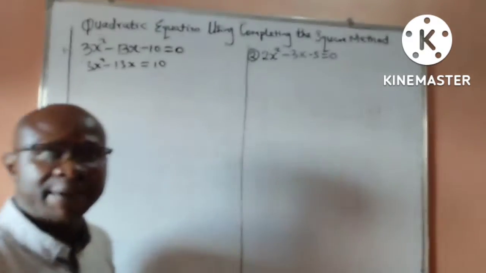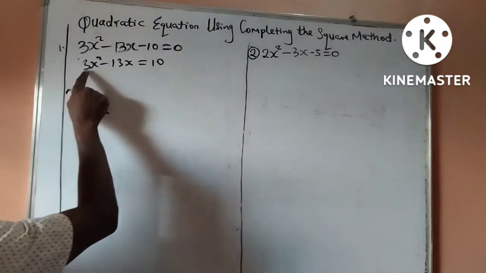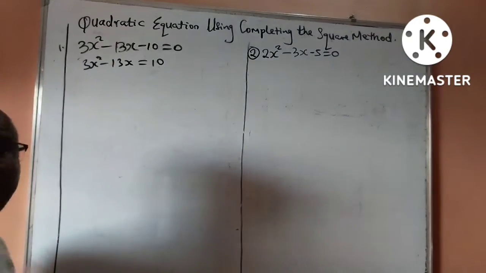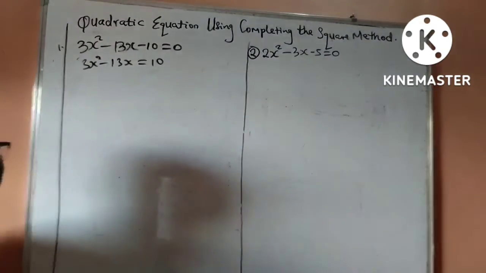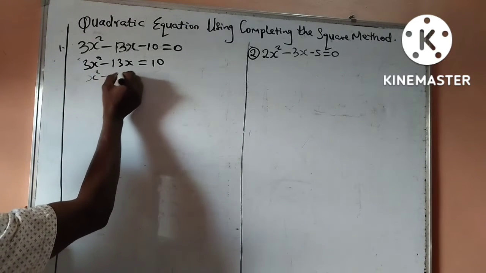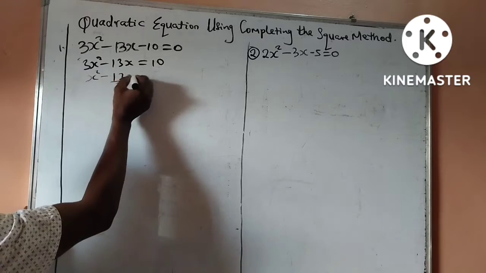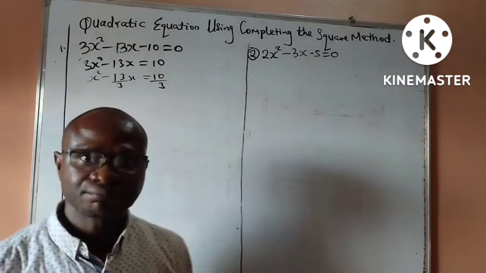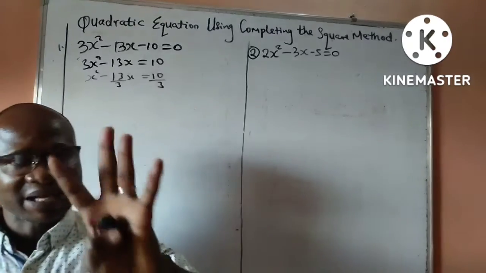So the second step is I want to make the coefficient of x raised to the power 2 to be 1. And to do that, I will divide all through by 3. So if I divide here by 3, I will get x raised to the power 2 minus 13 over 3x equal to 10 over 3. I have taken second step. Remember, there are 7 steps.